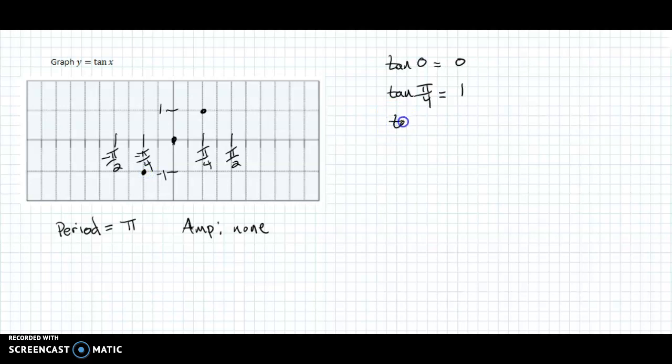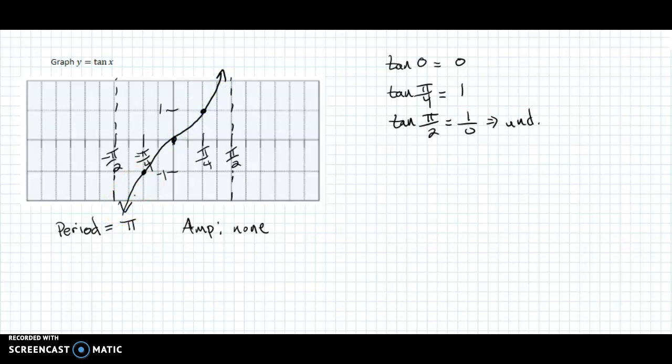And then tangent of pi over 2 is where sine is 1 and cosine is 0, so that's where we have this undefined value. And we show undefined values with a vertical asymptote. And this is one period of the tangent curve. So it comes down, it gets really close to this asymptote, and then comes through like this.